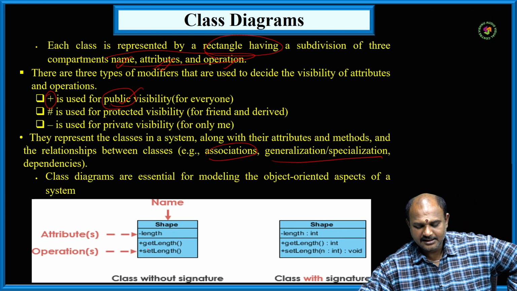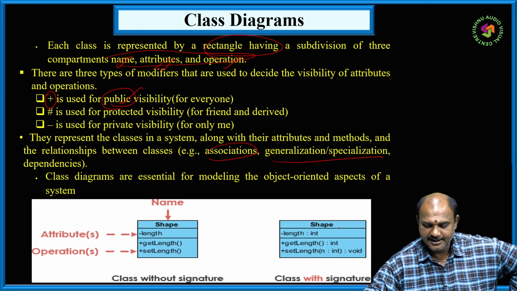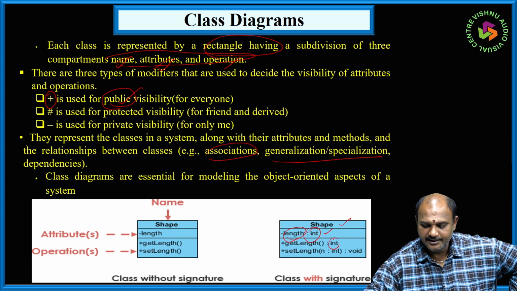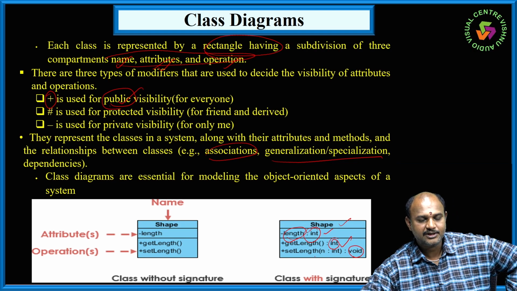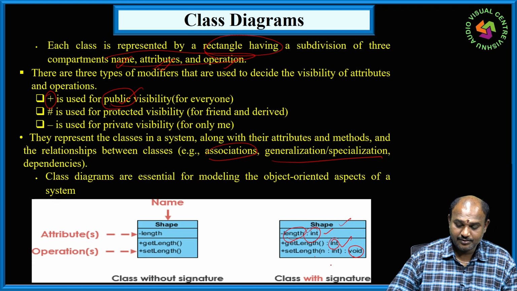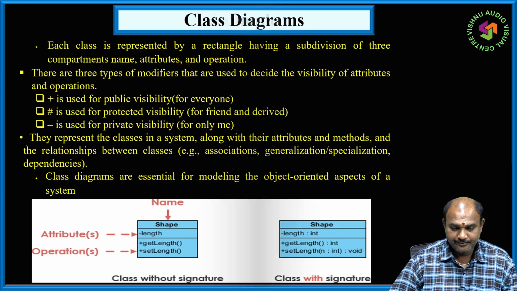Now go for the class with the signatures. Signatures are nothing but the data types, so we can mention them here. Shape is the name, and length is an integer data type. Get length returns an integer, and set length takes an int and is void, a non-return type. So this is the class with the signature.